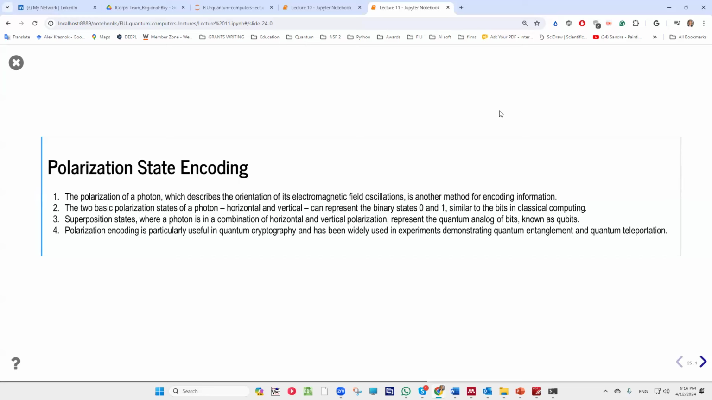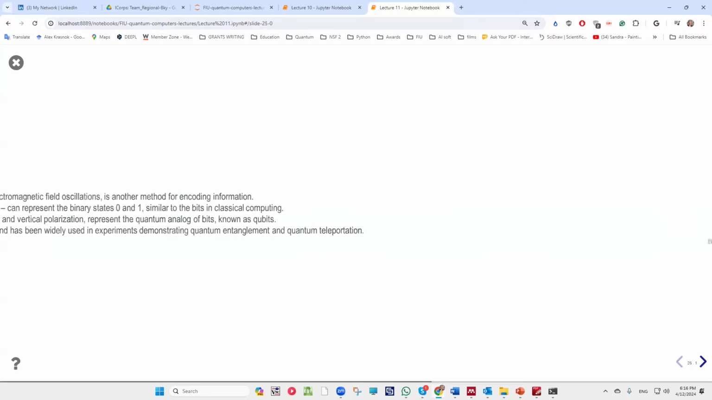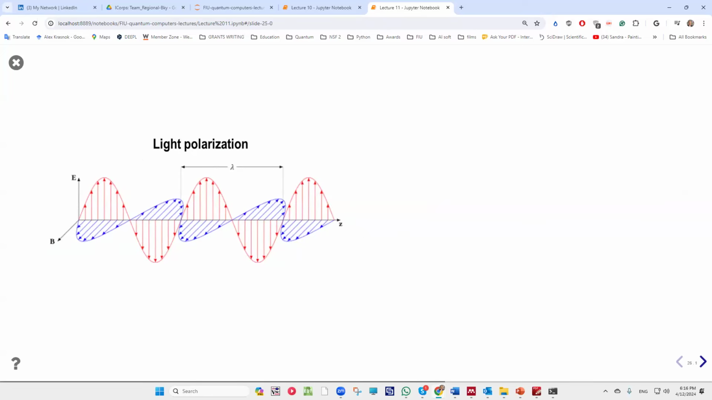The second approach is to encode information into polarization state. And here is the classical picture of light in the wave representation. Any single photon has two fields associated with it: electric field and magnetic field. The electric field and magnetic field oscillate in the direction orthogonal to the propagation direction, so to the k vector.